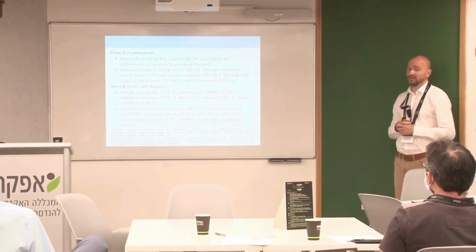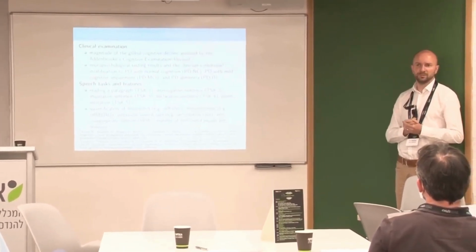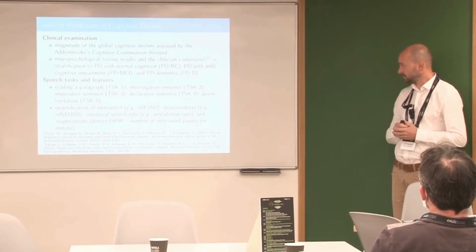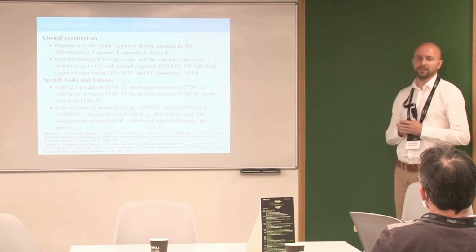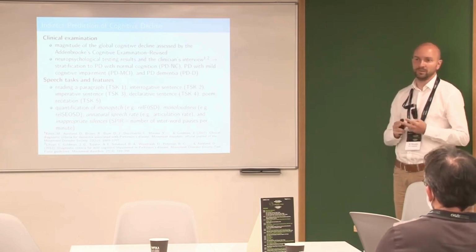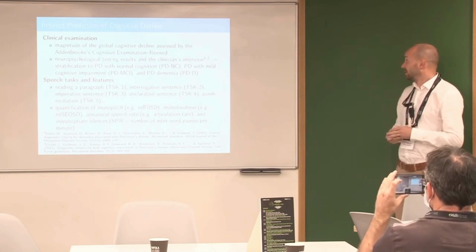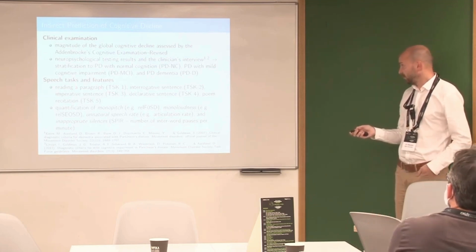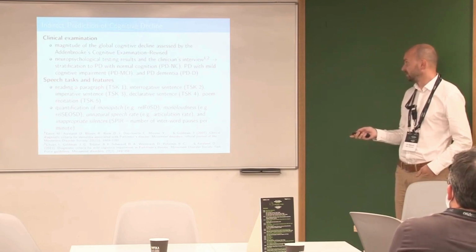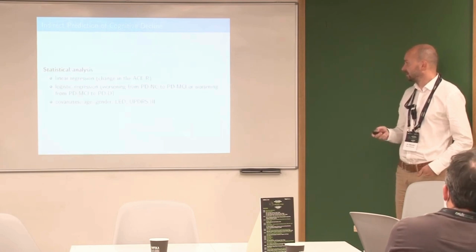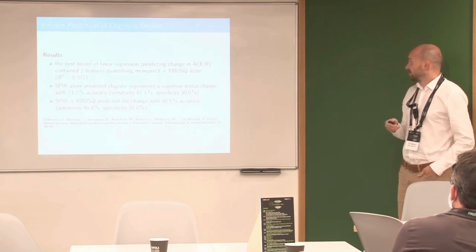In terms of clinical examination, more specifically in terms of cognitive functions, to assess them, we used Addenbrooke's Cognitive Examination questionnaire, and we stratified PD patients into 3 groups: PD patients with normal cognition, PD patients with mild cognitive impairment, and PD patients with dementia. In terms of speech tasks, we used reading of a paragraph of some sentences and then poem recitation, and we quantified monopitch, monoloudness, unnatural speech rate, and inappropriate silences. I will skip this and go to the results.